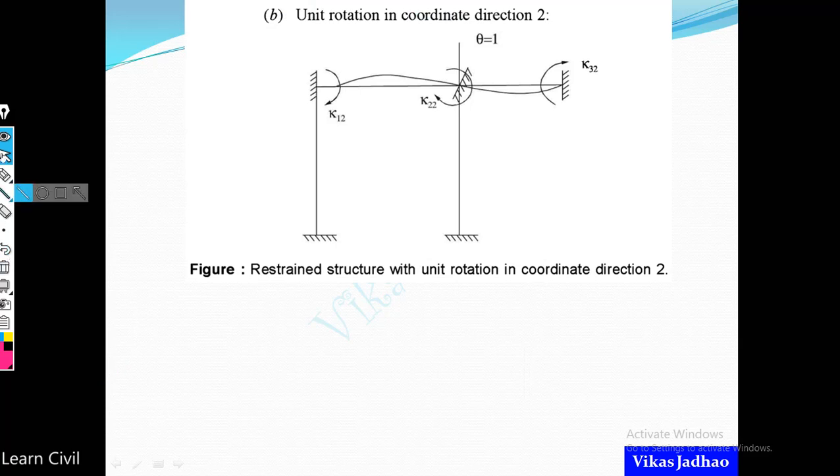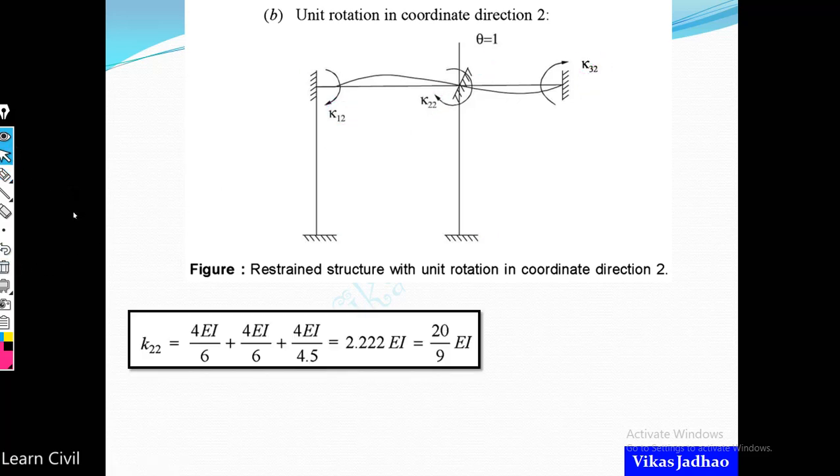Next, we'll be considering end B and end E, end A and end D as fixed, and apply a unit rotation at joint C. At this joint C we will be applying theta C equal to 1 radian. Therefore the force coefficients K12, K22 and K32 are developed here. We can find out these values like this.